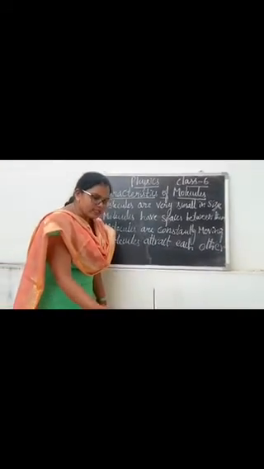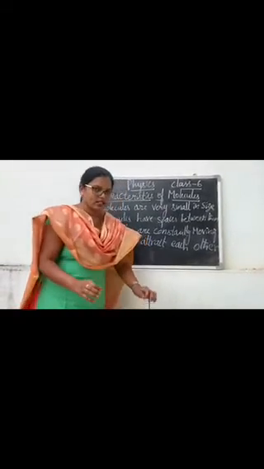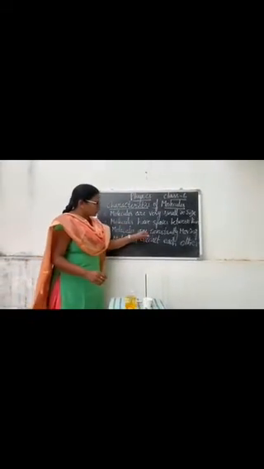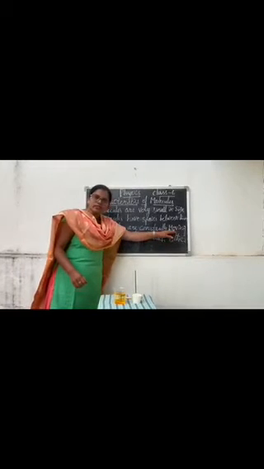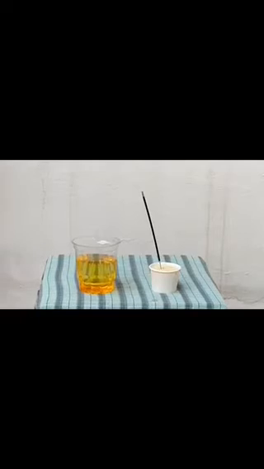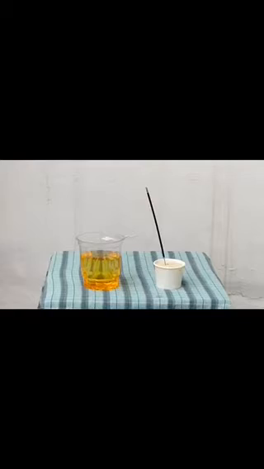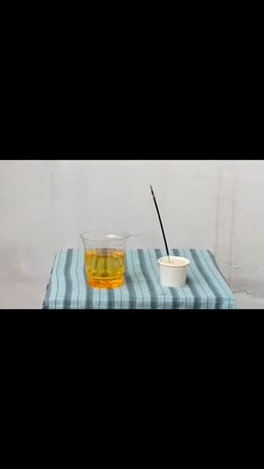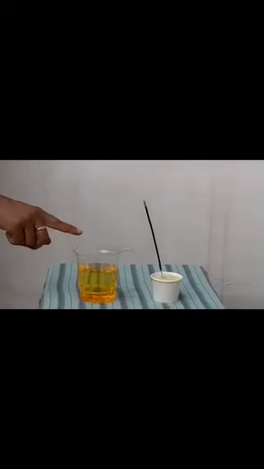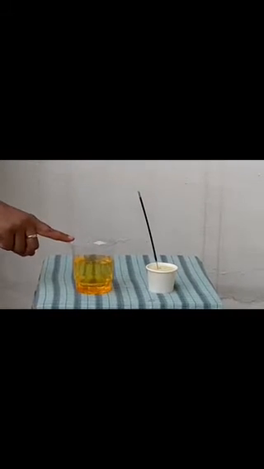So these two activities show that molecules are constantly moving. In both these experiments, you can see the particles of different types are mixed up. Here, it is a smoke particle and the air particle. And in this experiment, orange color particles and water particles are mixed up.